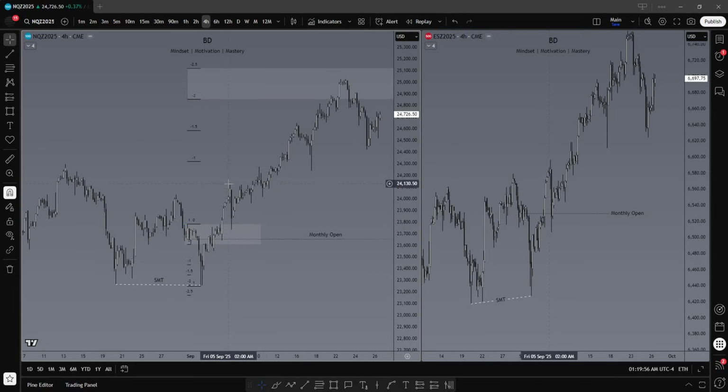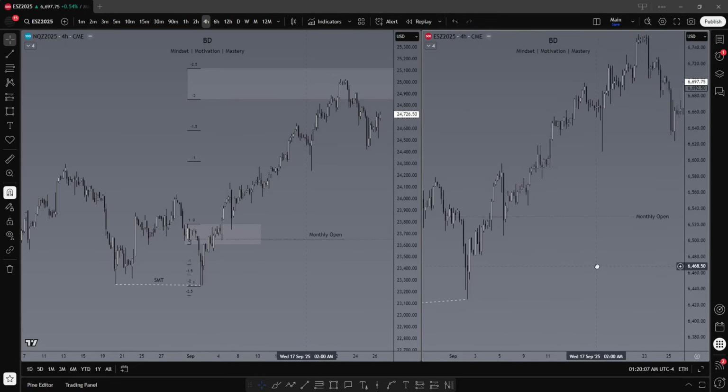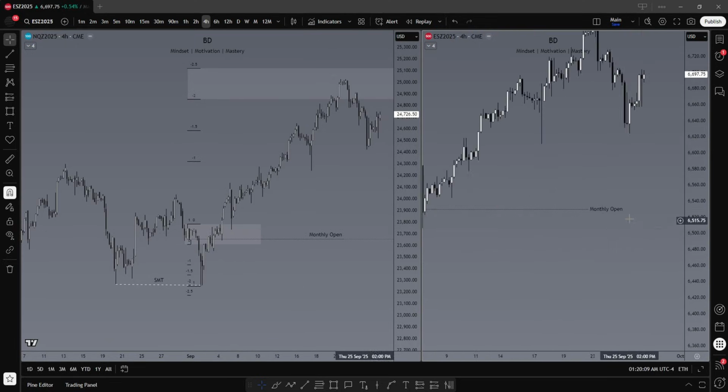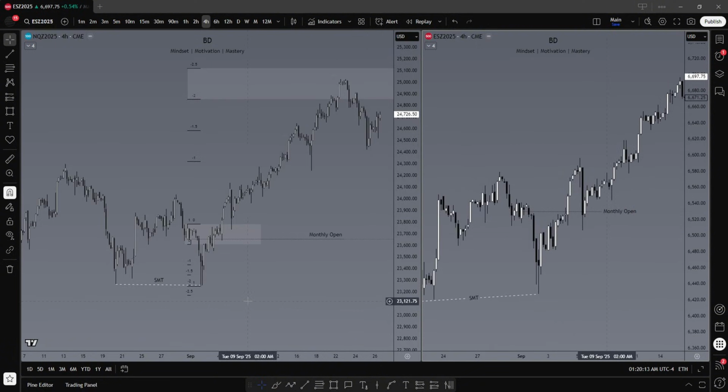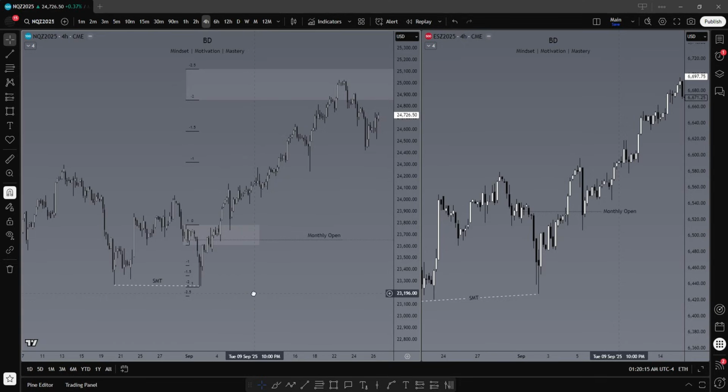Okay, and what happens here when NQ comes back and tests the breaker? I mean, to me, that's a valid long entry either way, but something significant happened here. Let's zoom in a little bit on the ES so you can see. They gave multiple forms of SMT into the breaker.